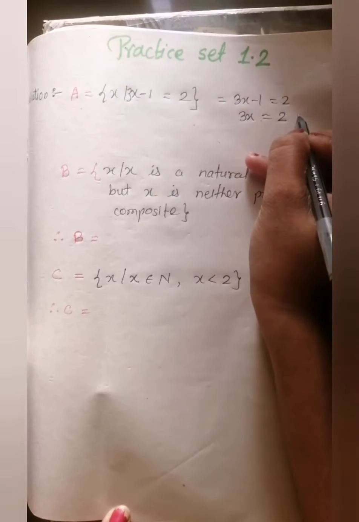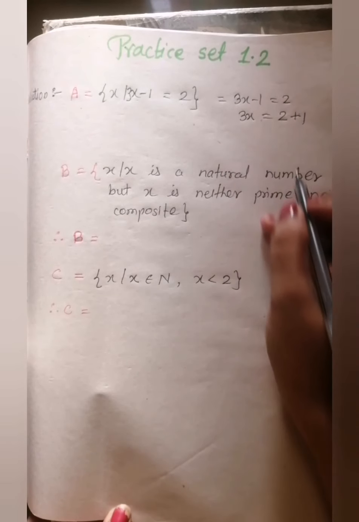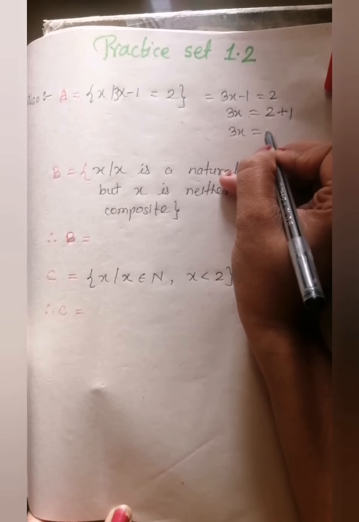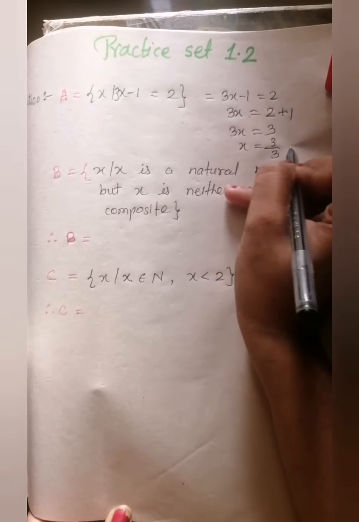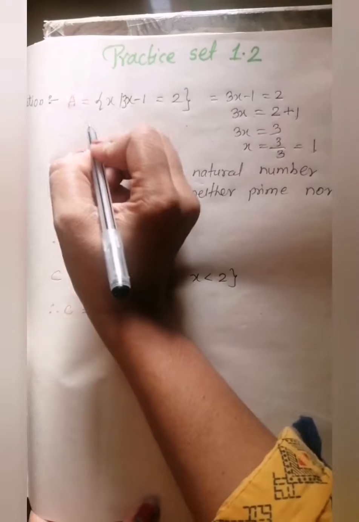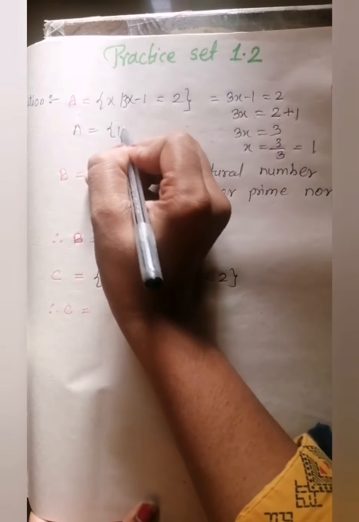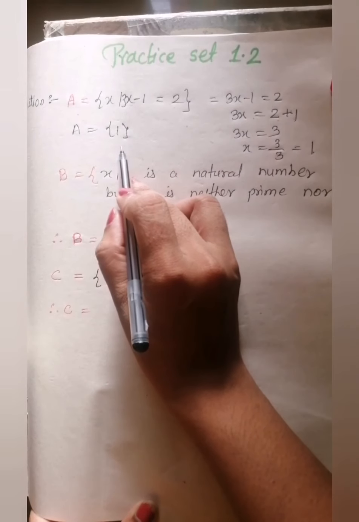Here it is minus, so it becomes plus 1 on the other side. Now 3x equals 2 plus 1, that is 3, and x equals 3 upon 3. Then what do we get? 1. So x is 1. So we have set A equals singleton 1, right?